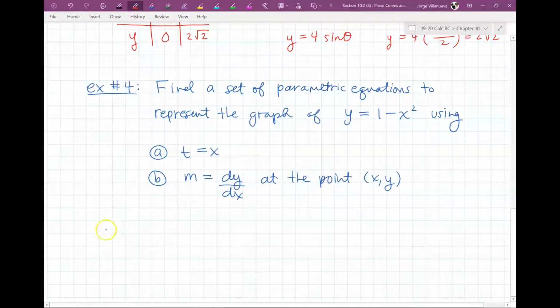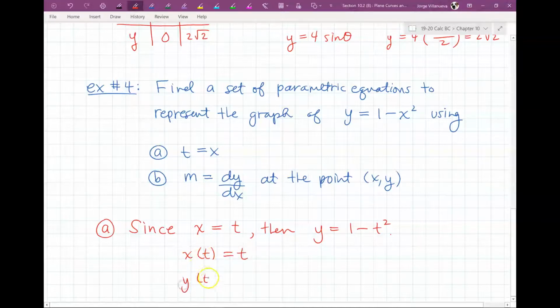So, part A. Since x is equal to t, notice I already have half of my parametric functions because you need an x and a y, right? So I already know x equals t. Then y is equal to 1 minus t squared. Done. If you really want to write them out properly, you could say x of t is equal to t and y of t is equal to 1 minus t squared.